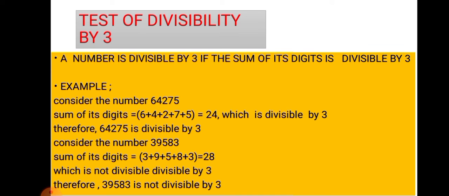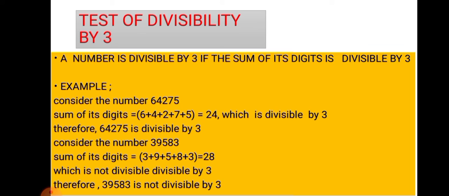Next is the test of divisibility by 3. A number is divisible by 3 if the sum of its digits is divisible by 3. Consider the number 64,275. Take the sum of all the digits: 6 plus 4 plus 2 plus 7 plus 5. So we get 24, right? 24 is divisible by 3, so the given number is divisible by 3.